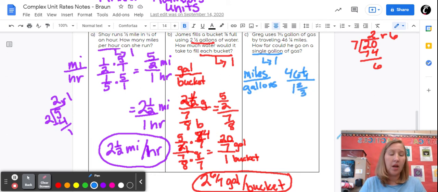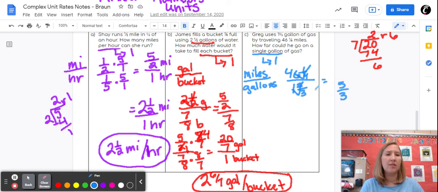Okay, now this time I've got two mixed numbers. So the first thing I need to do is change these mixed numbers into improper fractions. In both of these, we're going to do bottom times whole plus the top, or the check mark, whichever one works for you. We're going to multiply and then add our numerator. So 1 times 3 is 3, plus 2 is 5. So this is actually going to be 5/3 on the bottom.